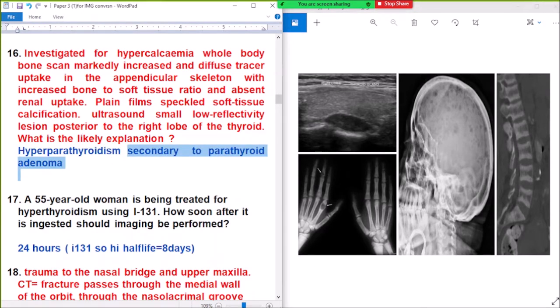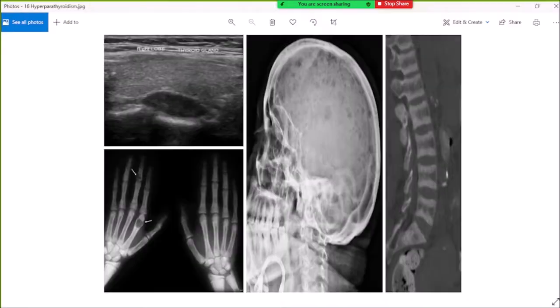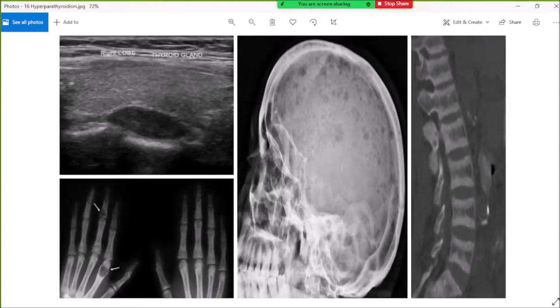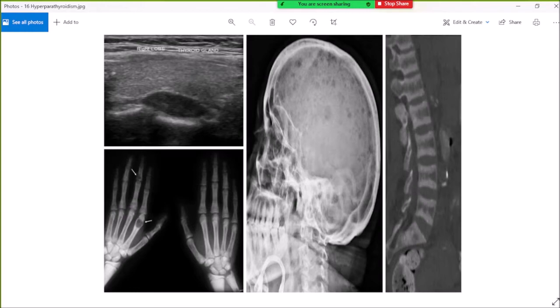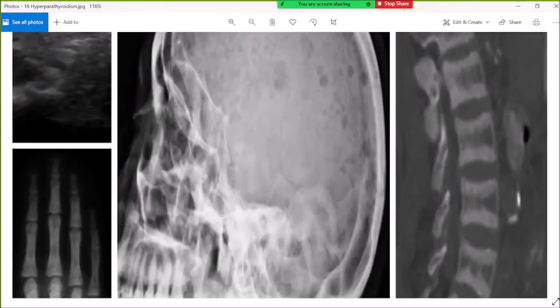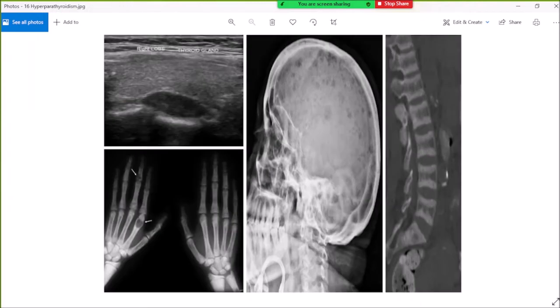Okay? This is a low reflectivity lesion posterior to the right lobe of the thyroid gland, hyperparathyroidism secondary to parathyroid adenoma, right lobe, and small low density lesion. There are features of hyperparathyroidism: paper pot skull, rugged dirty spine, and brown tumors.